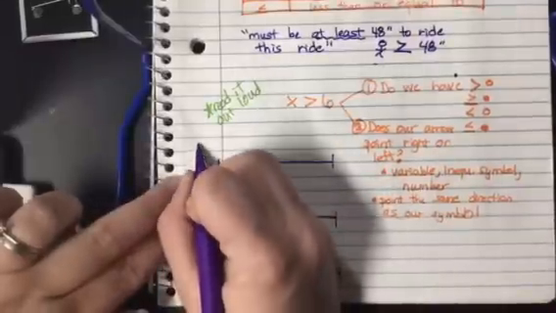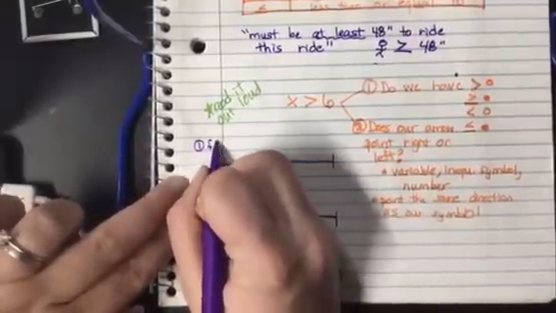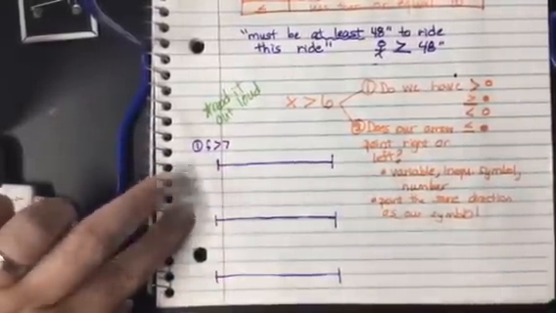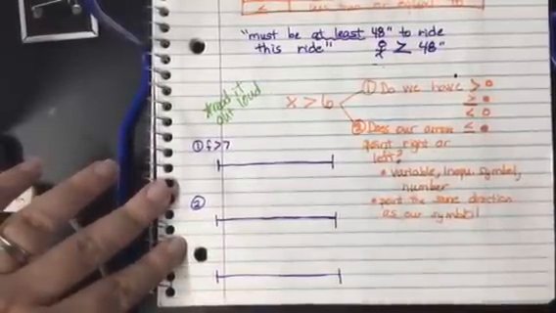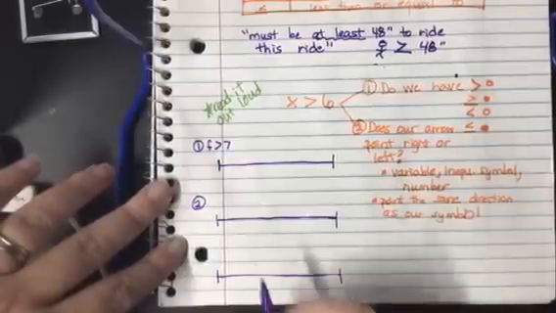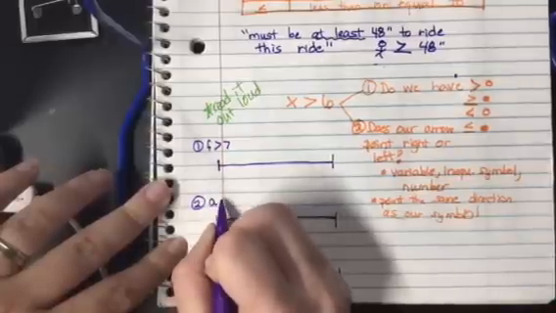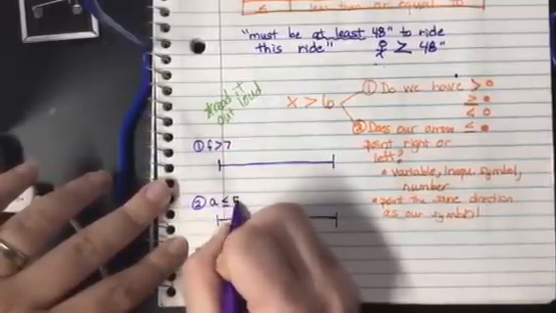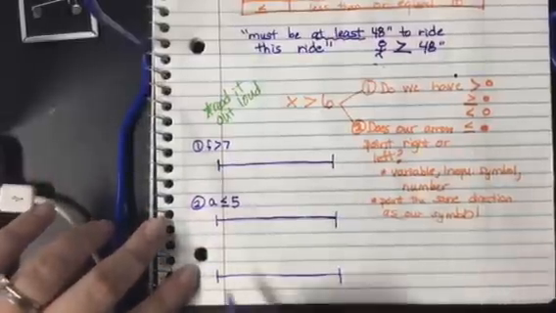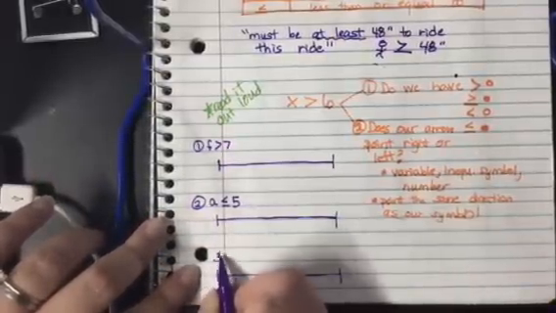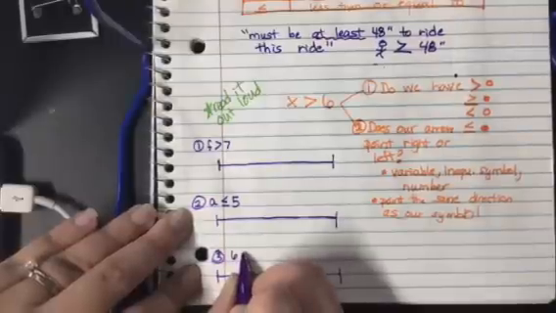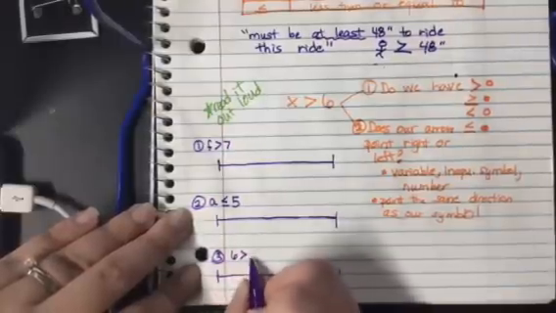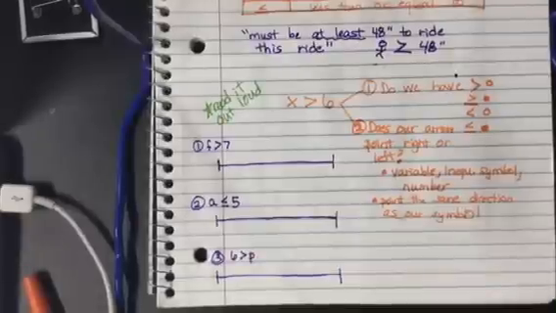Okay, so for number 1, let's do f is greater than 7. Number 2, let's do a is less than or equal to 5. And for number 3, let's do 6 is greater than p. Okay, so those are the 3 examples we're going to do in our notebook.